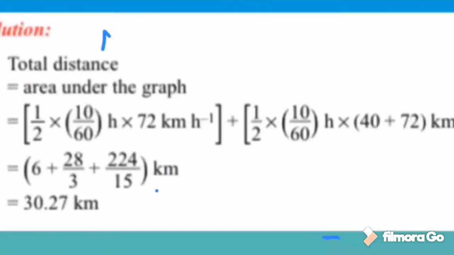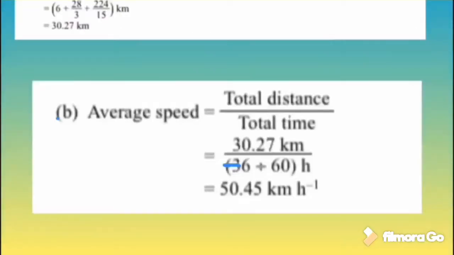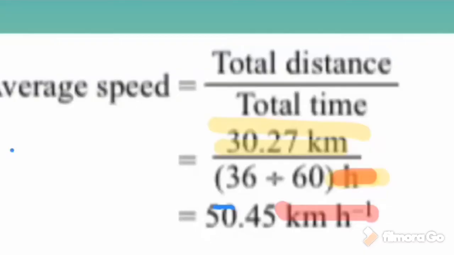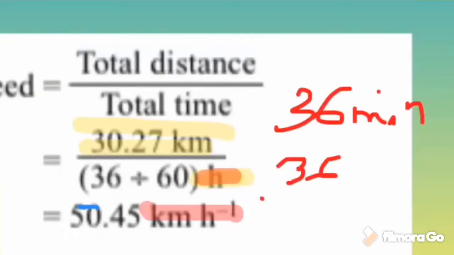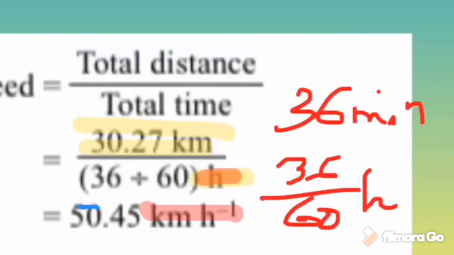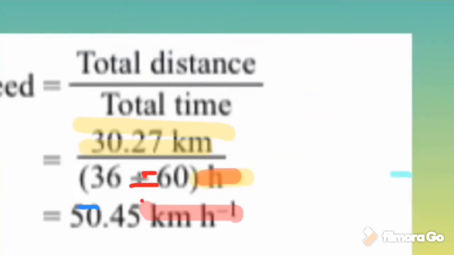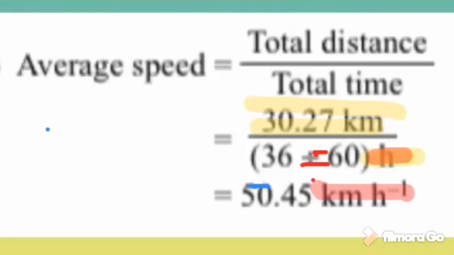So for your homework today, I want you to write this divided by 60, convert to hour. It's 36 minutes. You convert 36 minutes to hour. So remember, 36 minutes is equivalent to 36 over 60 hour, right? So that's why you need to divide. Okay, understand? The answer must be in kilometer per hour.